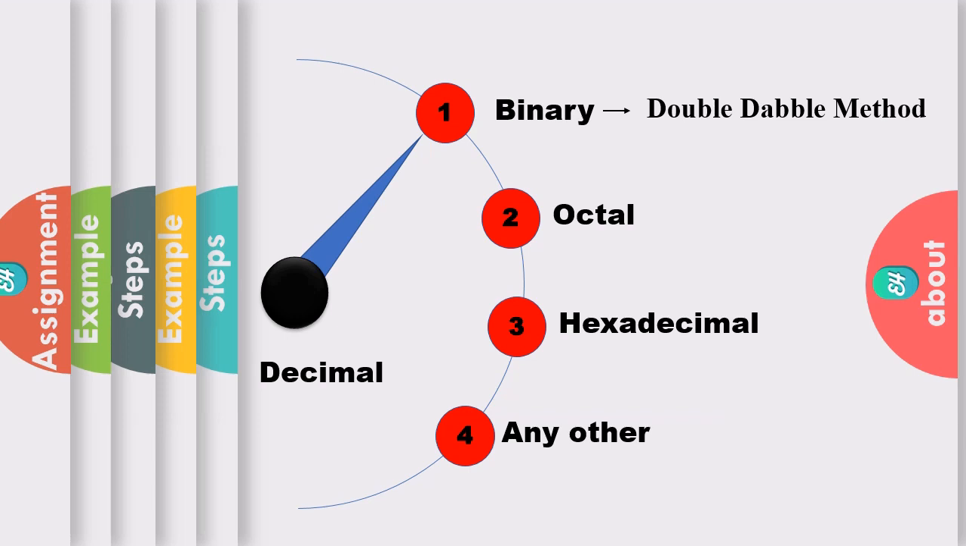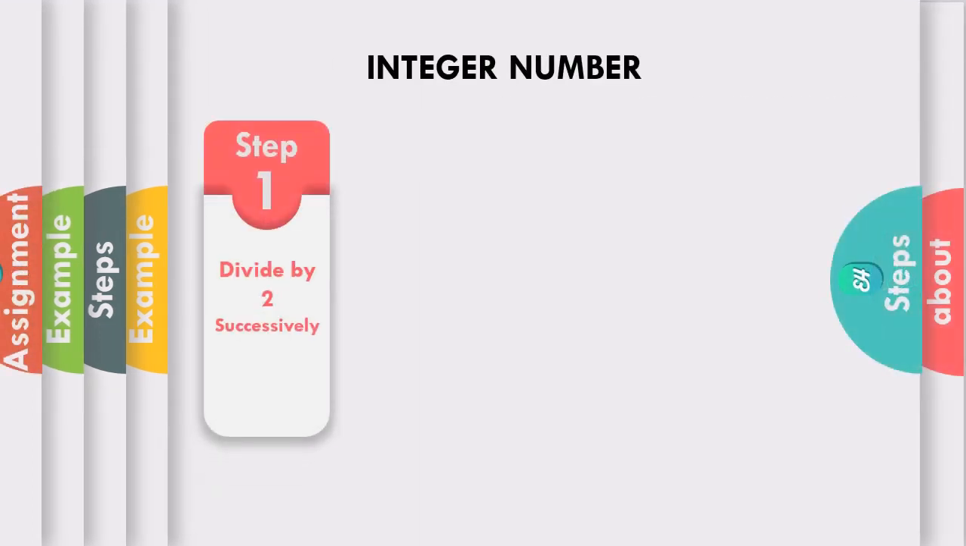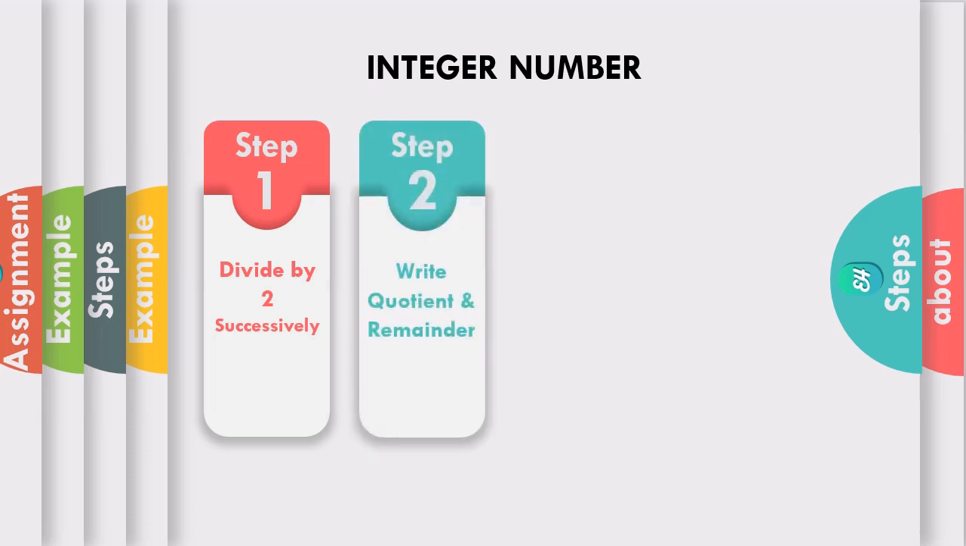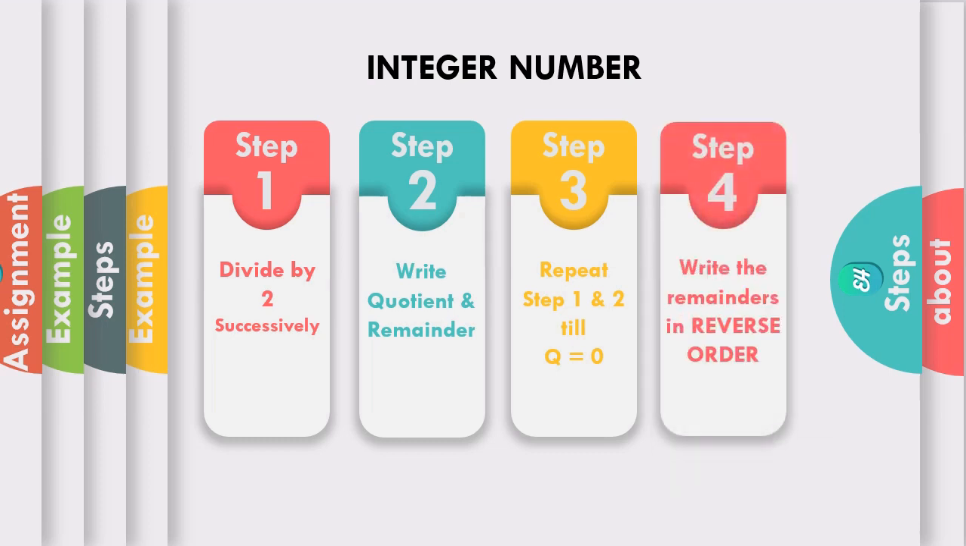Let us first see steps for double-dabble method. In this method, the first step is to divide the number by 2 successively. 2 because we are going to convert it into binary and the base of binary is 2. Successively means again and again. Step 2 is to write down quotients and remainders separately. Step 3 is to repeat step 1 and 2 till we get quotient as 0. And the last step is to write the remainders in reverse order. Please remember here we have to write the remainders in the reverse order, only then we'll get correct answer.